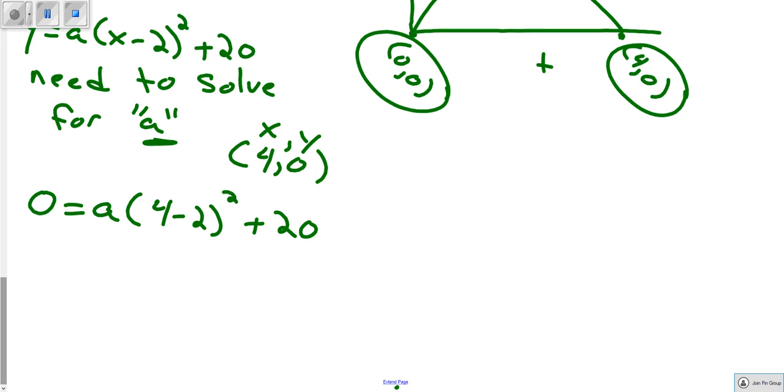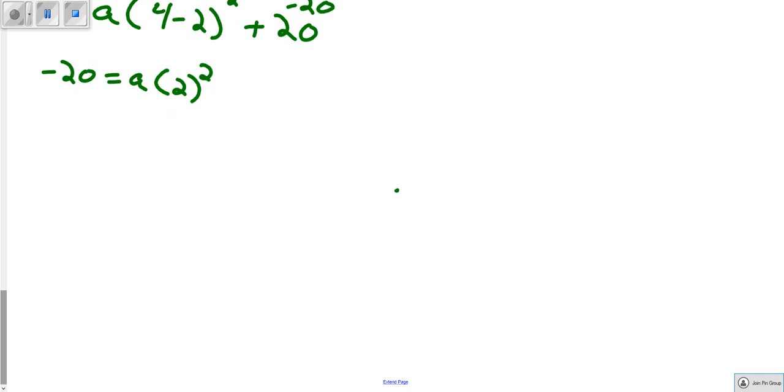All right, so now we solve, okay? So we're going to solve for A. I'm going to bring this 20 over to the other side of the equal sign, and I'm going to combine these two terms here. So it's going to be negative 20 equals A. I'm not going to explain what 4 take away 2 is. Squared. So far, so good? I'm assuming everyone knows what 2 squared is.